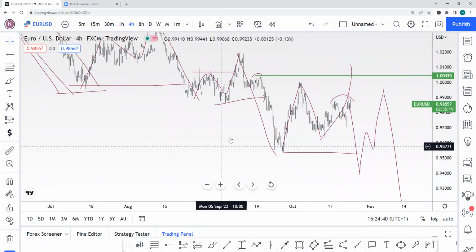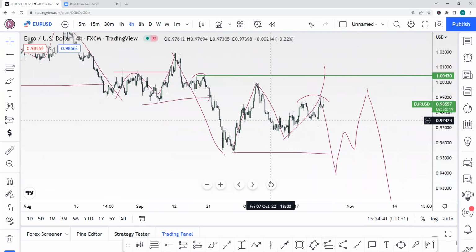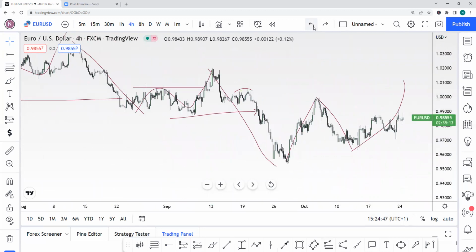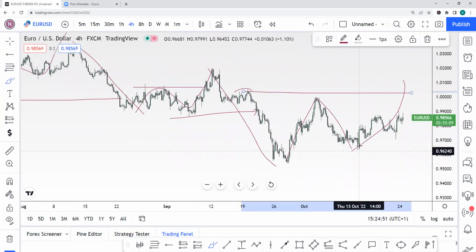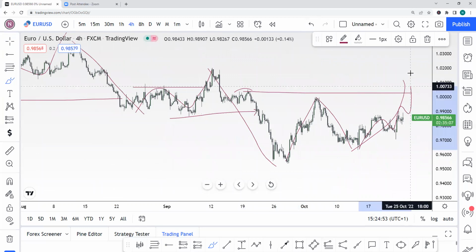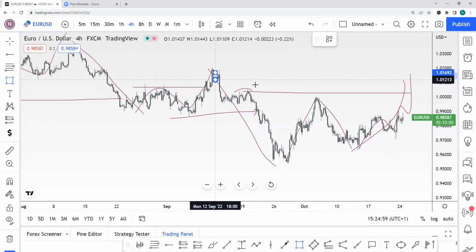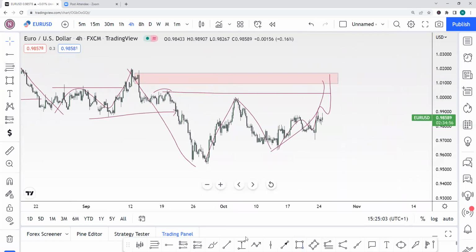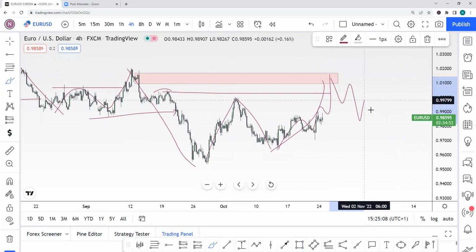But for now, what I want to see is simple. I want to see this corrective structure break this level to the upside. Once it's taken, then you can have a trade around this corner right here. I have a trade here upon entry confirmation. Look for entry confirmation: break of structure, correction, entry.